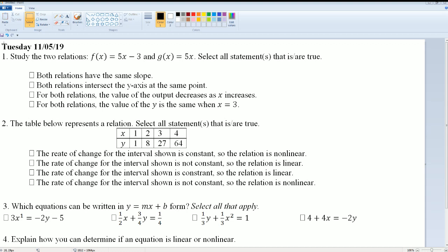The first one says study these two relations: f of x equals 5x minus 3 and g of x is equal to 5x. Select all the statements that are true. Very easily, let's just graph it on Desmos and see.